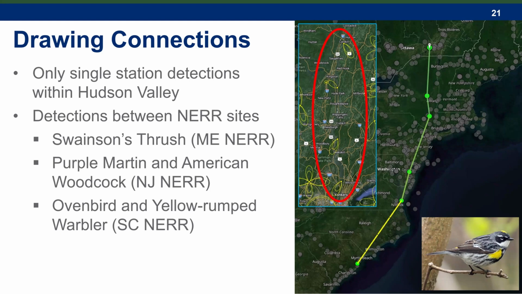A couple other ones: Swainson's thrush that appeared at the Maine Reserve, and also appeared in Hudson Valley. Purple martin and American woodcock also appeared at the New Jersey Reserve as well. This is the kind of thing that we're interested in pursuing more of, how we can draw connections between sites and different habitats.